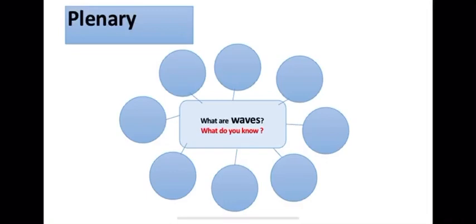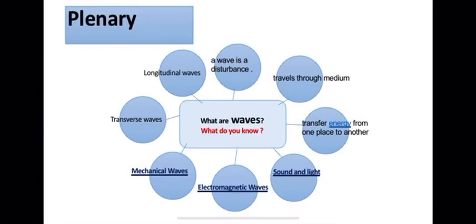Okay, so what have we learned today about waves? We have learned about longitudinal waves, transverse waves, mechanical waves, electromagnetic waves, sound and light. They are also waves. What is the meaning of a wave? A wave is a disturbance. Waves can travel through material or medium, and waves transfer energy from one place to another.